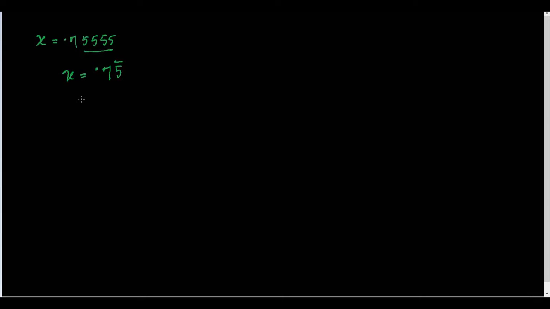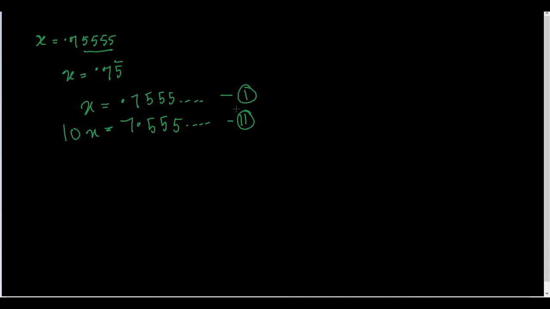So here we can write one equation as x equals 0.7555..., that is equation 1. For the next one, we are going to multiply this by 10. Multiplying by 10, 10x equals 7.555..., and that is equation 2.